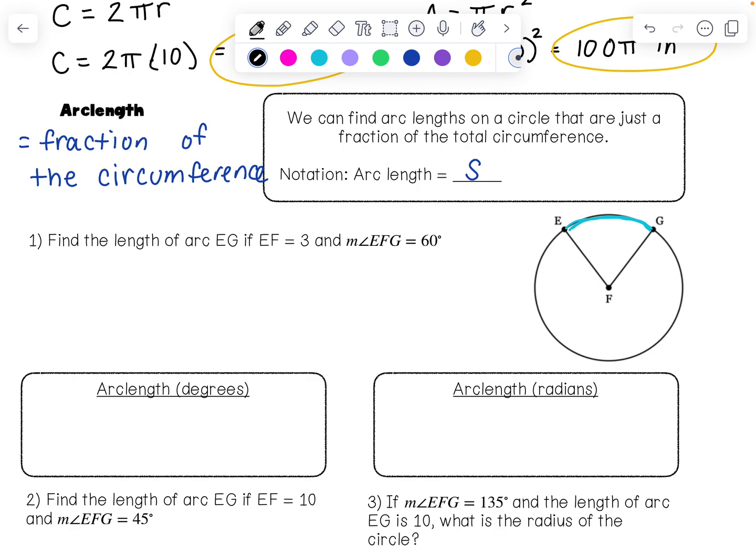So if you're doing arc length, and remember with the video, you can pause, rewind, fast forward, change your playback speed, right? This is your notes, you do what you need to do. If I'm talking too fast, slow me down.